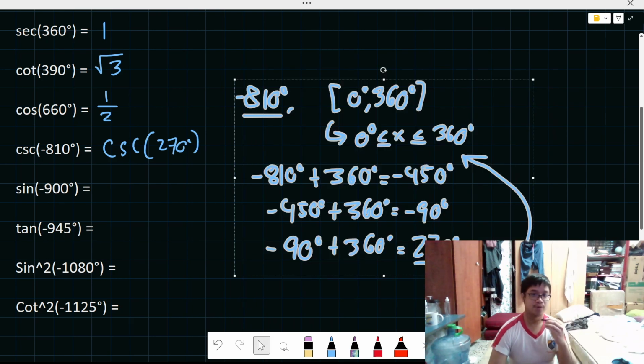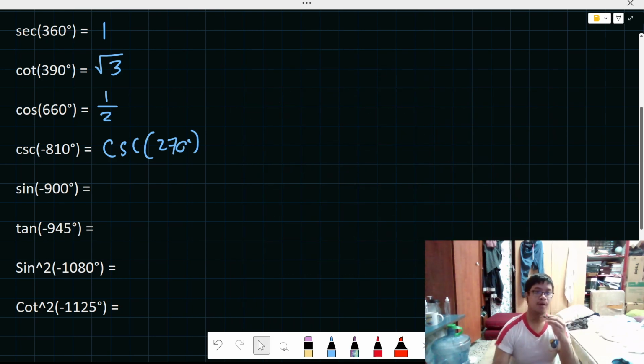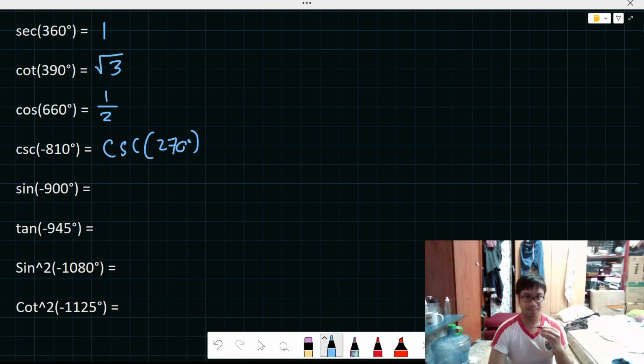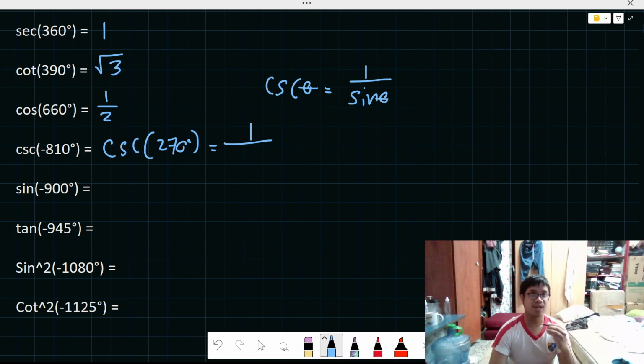Let me just erase this one. Now, it's cosecant, so it's not sine or cosine, but you can still convert it into its sine form. Remember the reciprocal identity: cosecant theta is the same as the reciprocal of sine theta, or 1 over sine theta. So we can rewrite cosecant of 270 degrees as 1 over sine of 270 degrees.